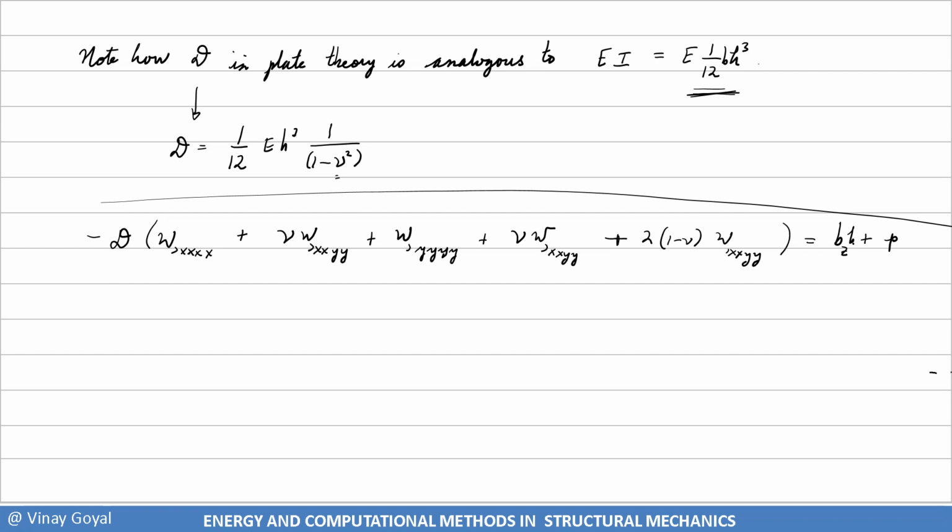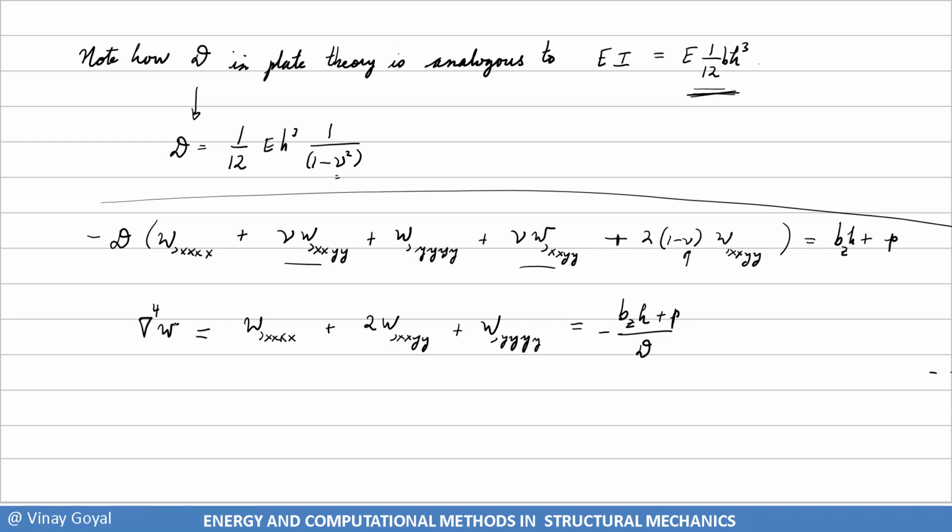You're going to get the biharmonic operator because this right here cancels with the nu there. So you get a very simple equation. And this is also known as a biharmonic operator. So now you're tasked to try to solve this.